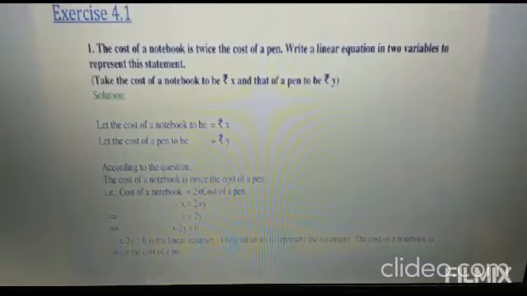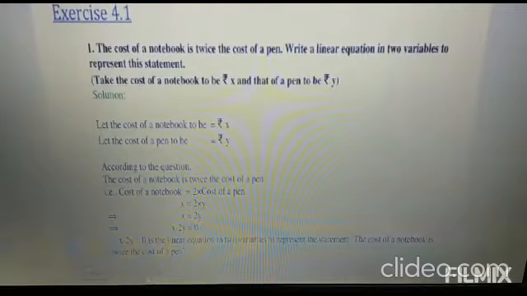Now let us read the first question. The first question says that the cost of a notebook is twice the cost of a pen. Write a linear equation in two variables to represent this statement. Here it is given that we take the cost of a notebook to be rupees X and that of a pen to be rupees Y. It is given here, so we will write as it is given, but if it is not given, we can choose ourselves.